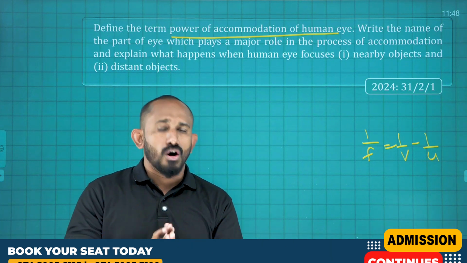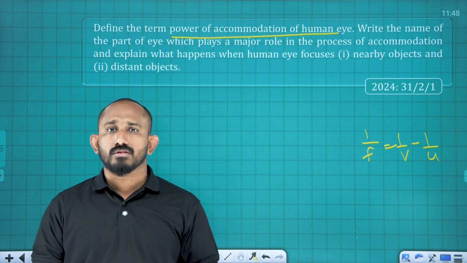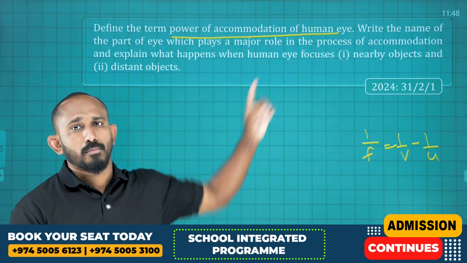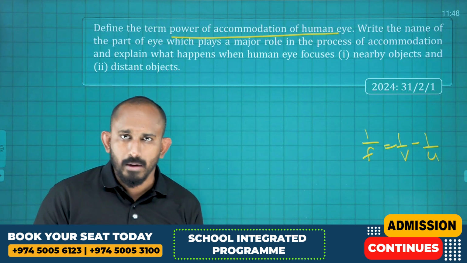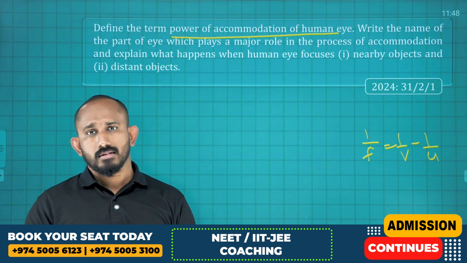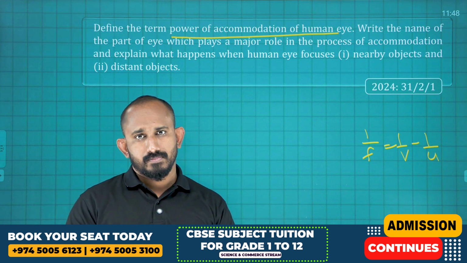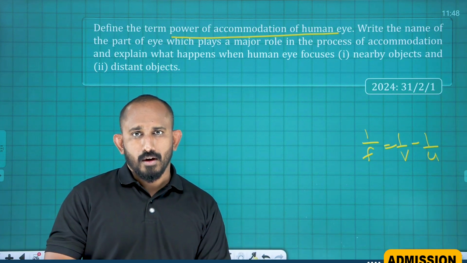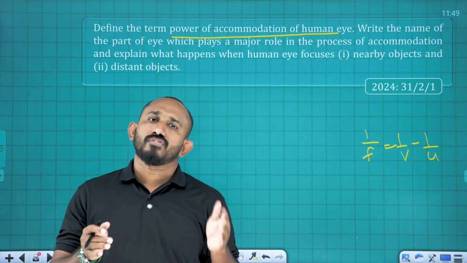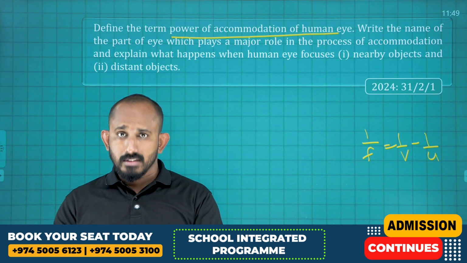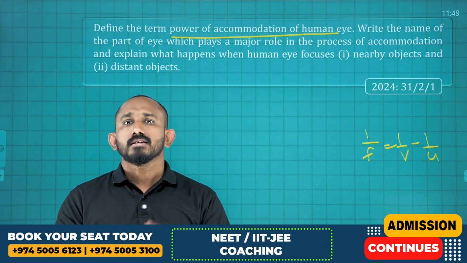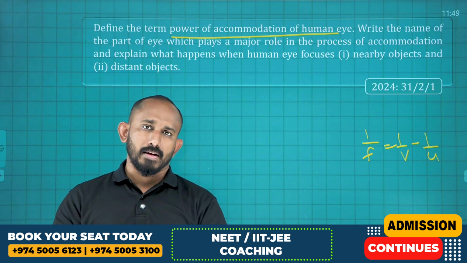So the ability of ciliary muscles to change the focal length of the eye lens to see nearby as well as far away objects is called the power of accommodation. So power of accommodation is the ability of the eye lens to change its focal length with the help of ciliary muscles. I hope you got it. Now, by seeing nearby objects, the object distance is smaller, so the focal length also should be smaller. So ciliary muscles contract and the curvature of the eye lens increases. Hence, the focal length is decreased, and the image is formed on the retina.